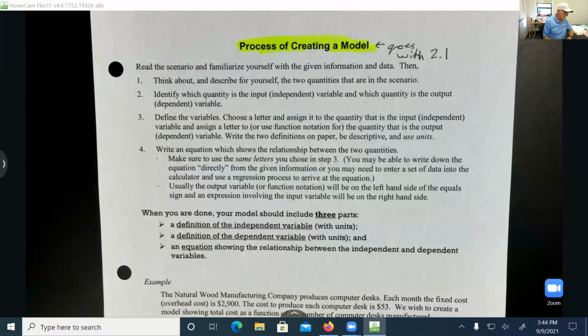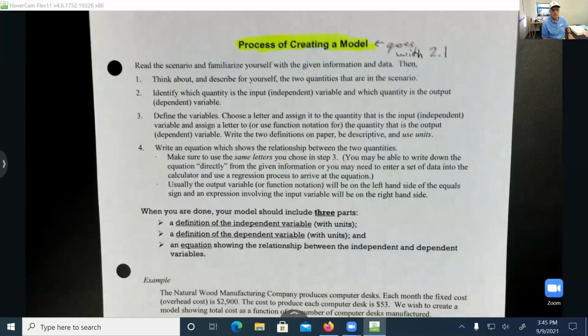And these quantities are related to one another. We're going to define two variables. We usually use a letter for each, or we could use function notation like f of x or C of x or something like that. And we're going to write down using words what these variables stand for, and I'm going to do an example shortly. After we write the definition of the input variable and the definition of the output variable, then we're going to be getting an equation which shows the relationship between the two variables.